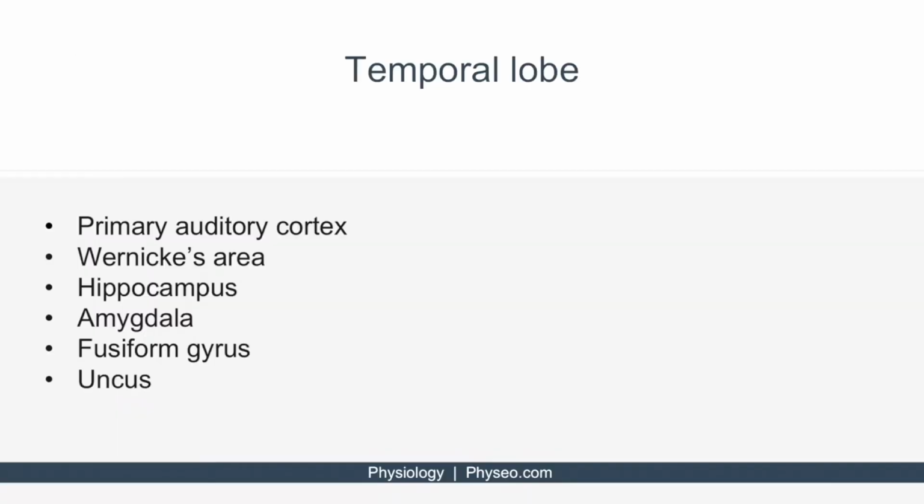Okay, let's see what your text says. There are 6 areas that you need to be familiar with in the temporal lobes for step 1. These include the primary auditory cortex and Wernicke's area. Remember, both of these are in the superior temporal gyrus. The hippocampus, which is responsible for memory. The amygdala, which is associated with emotions and decision making. The fusiform gyrus, which is responsible for facial recognition. And the uncus, which is associated with seizures and can also compress the third cranial nerve during an uncal herniation.